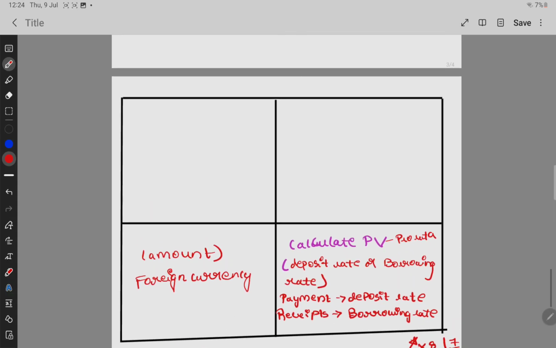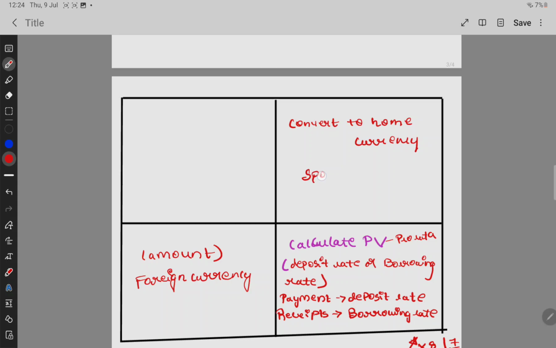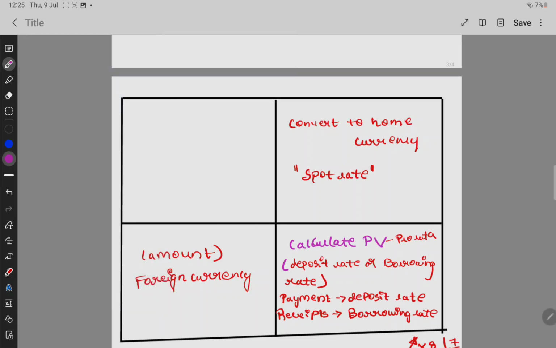Done till here. We have calculated the present value also. Then convert. This is a foreign currency. Now convert into home currency. How do you convert? Simple. Spot rate. I already told you, you will get two spot rates. Which to use? For payments you generally use the higher. For receivables you generally use the lower. Then done. So you have converted to your home currency also.